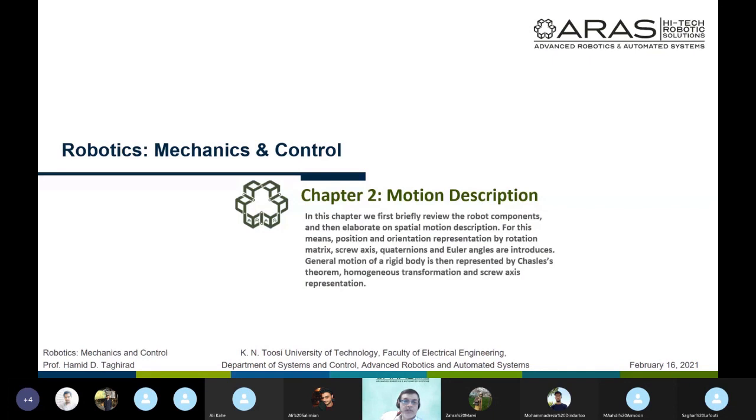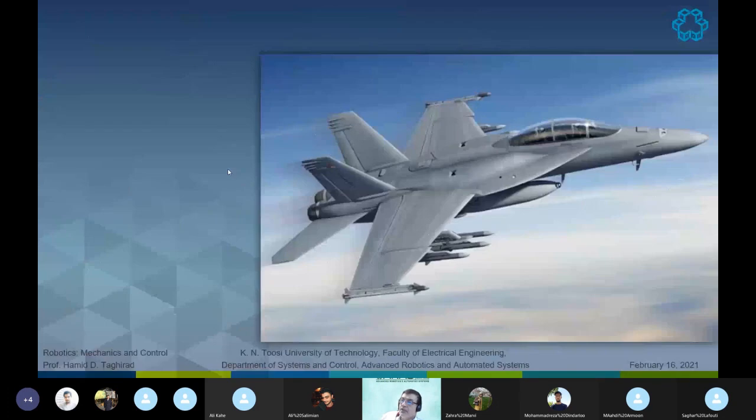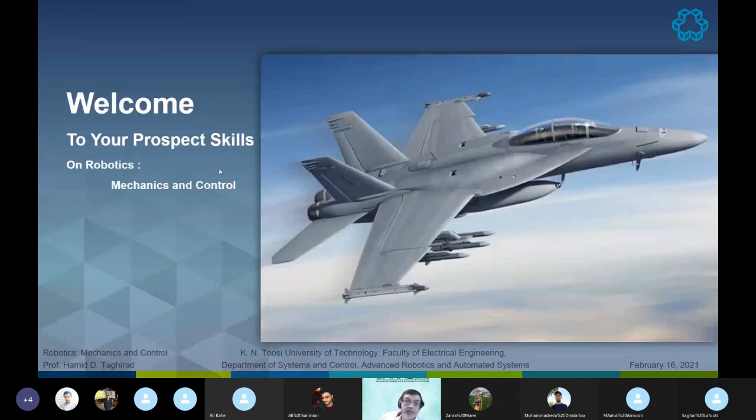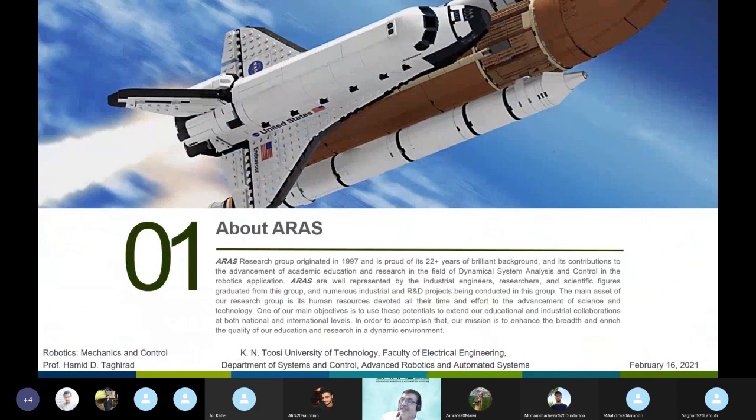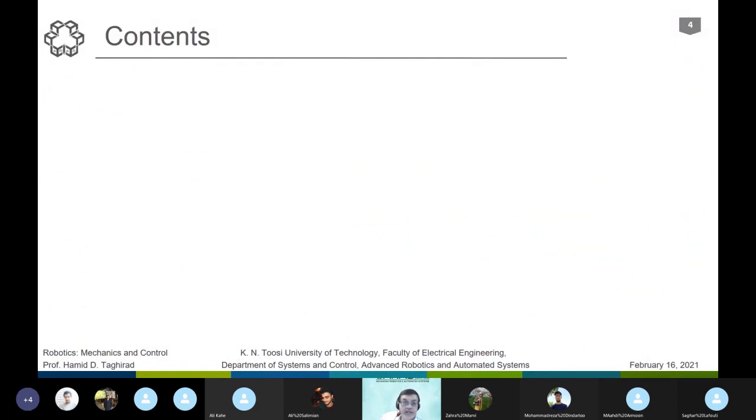Today we will start our chapter 2 on motion description. In this chapter we will study the 3D motion of different objects in space, like an airplane or maybe a shuttle. We are focusing on the 3D position and orientation of a rigid body in space with this content.